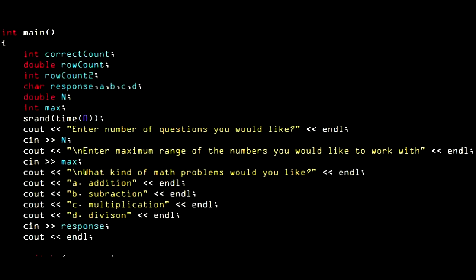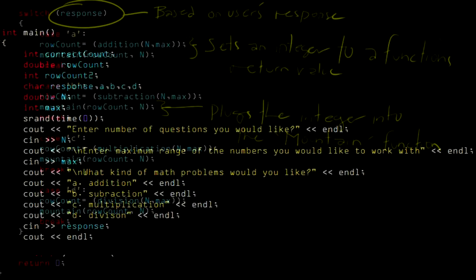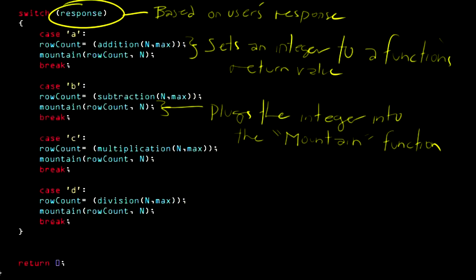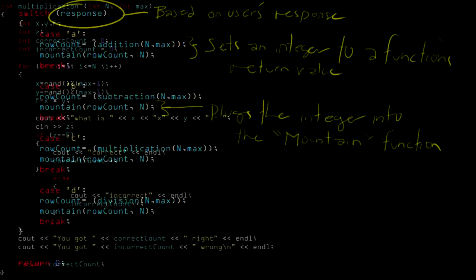The main function defines each variable we use and asks the user for the number of questions they want, the range, which we will call int max, and the type of operation they will use. The program then uses a switch statement and, based on the user's input, calls one of four functions based on the operation chosen by the user. These operations include addition, subtraction, multiplication, and division.